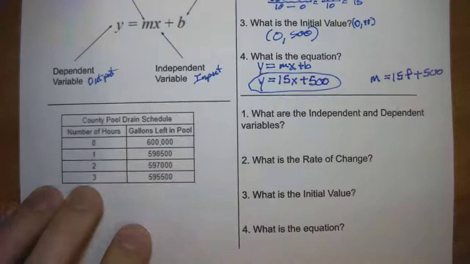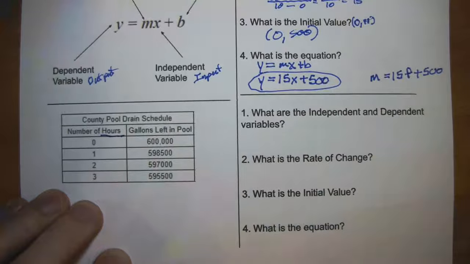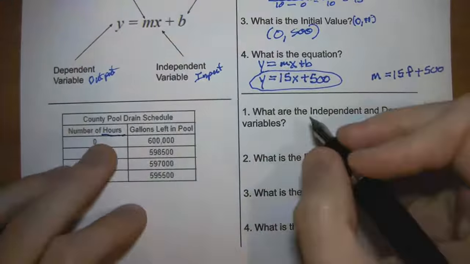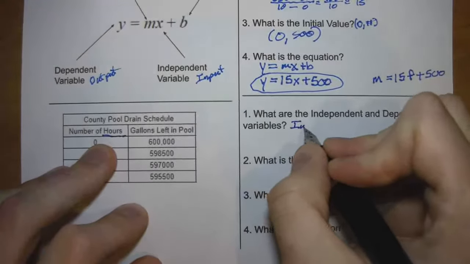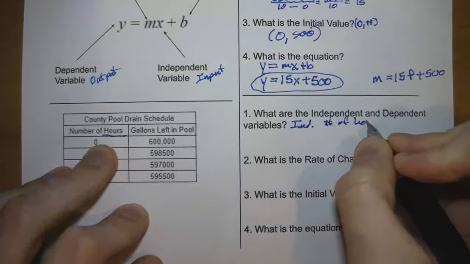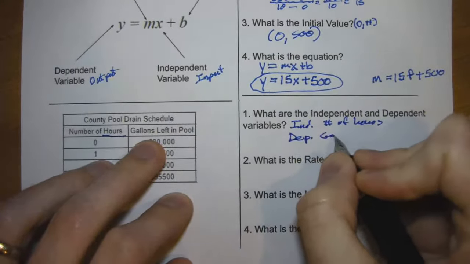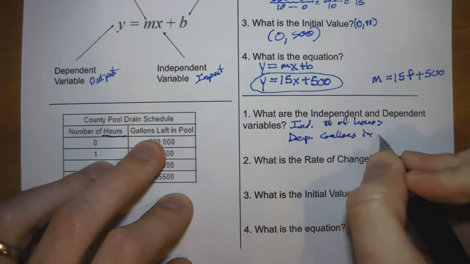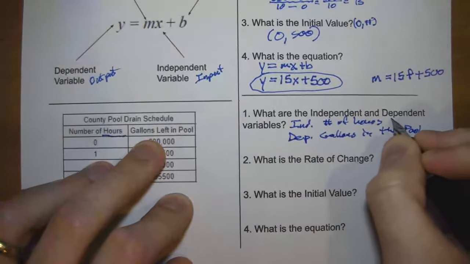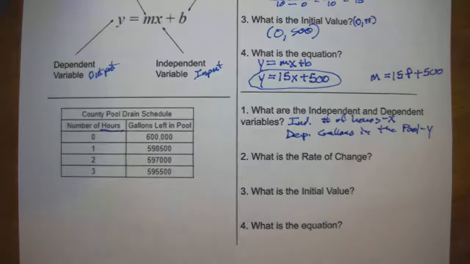What are the independent and dependent variables? Well, again, I noticed that time is one of our measures here. And odds are if we've got time, that's going to be independent. That's not an always situation, but I'd say 9 times out of 10. So in this case, we can say our independent variable is the number of hours, and that our dependent then would be gallons in the pool. Cool. And we'll let that number of hours be X, and we'll let the number of gallons left behind be Y. All right, looks good.